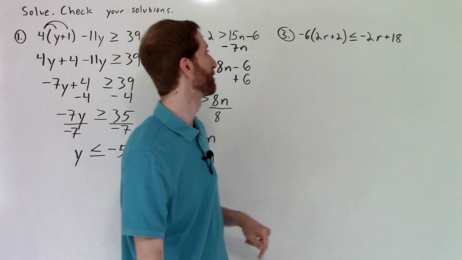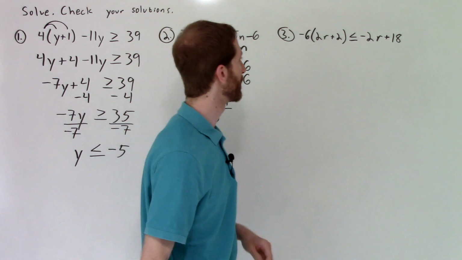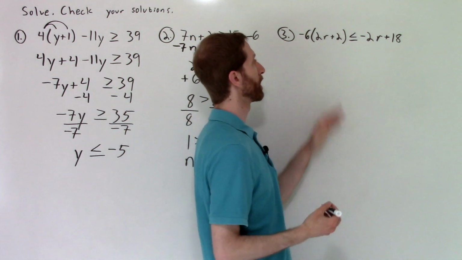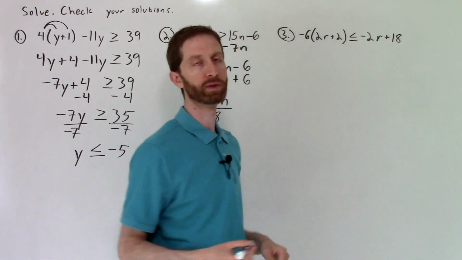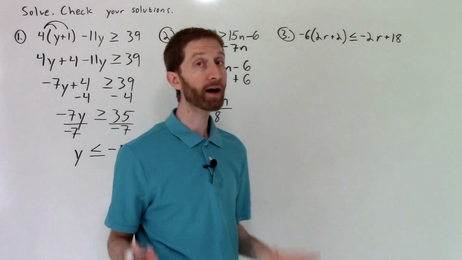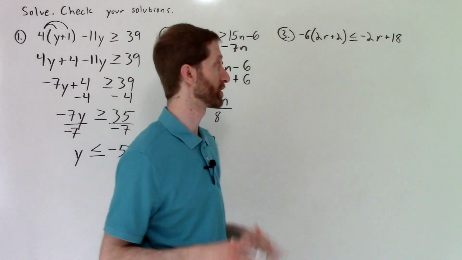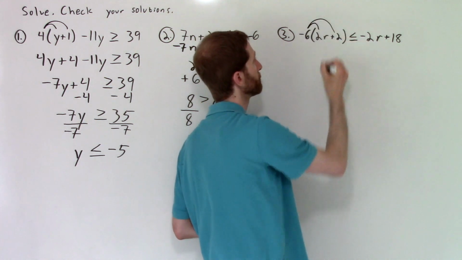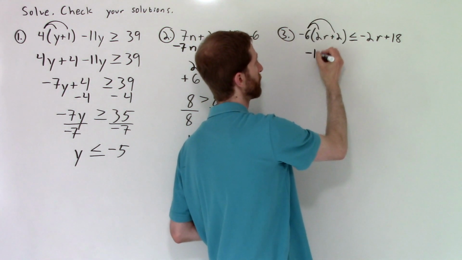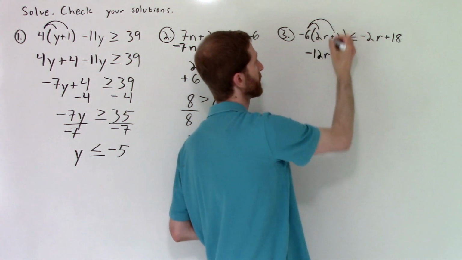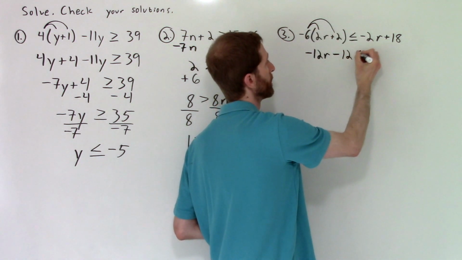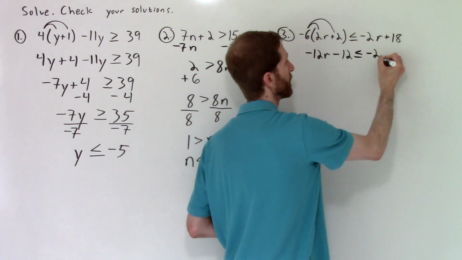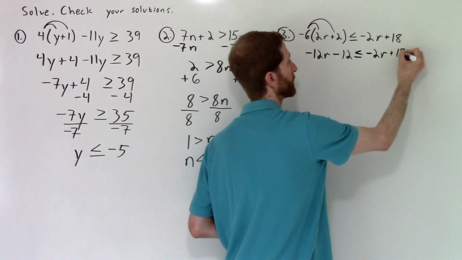Okay, final problem. We've got a juggernaut again. Let's deal with it. So we've got variables on both sides, but first let's deal with the distributive property. All you have to do is treat it like an equation. Again, so I'm going to multiply everything by negative 6. Distributing, negative 6 times 2r is negative 12r. And negative 6 times positive 2 is negative 12. And that's less than or equal to negative 2r plus 18.